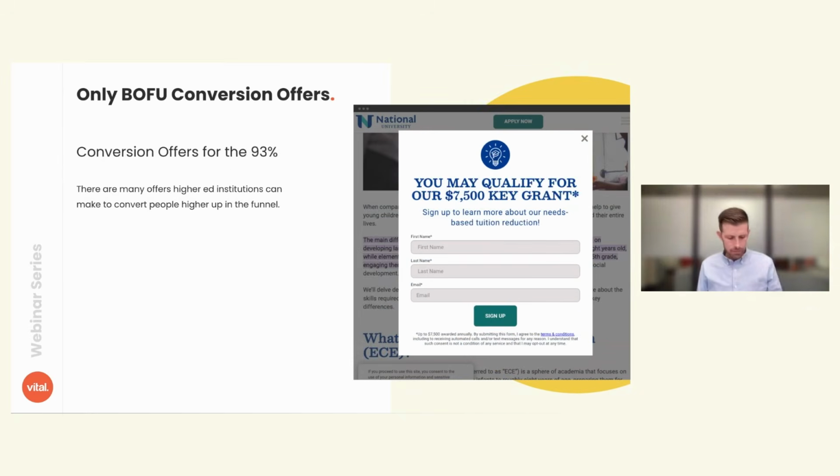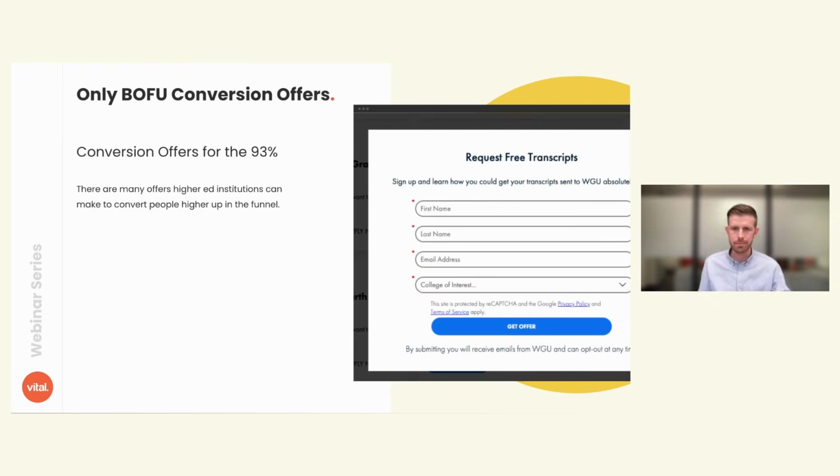Other ways to improve it is maybe have offers like get a scholarship or get a grant, right? Cool. This is an easy offer. This is 3 fields: first name, last name, email. Boom. I just converted someone. Now they're on my list. I know they're interested in this grant or a scholarship or something.